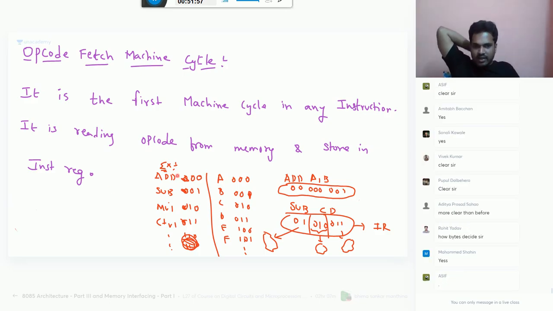See, the manufacturer will take care of how to differentiate the instruction based on the number of bytes. That can be done in the 8. This is just my example. It is not 8085.